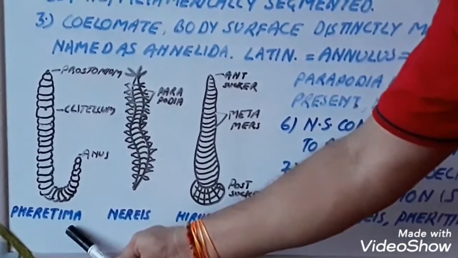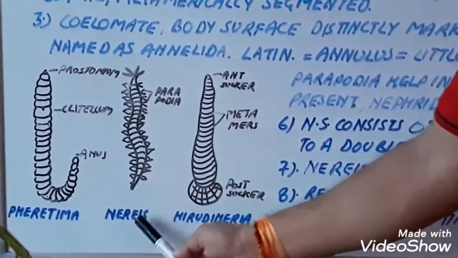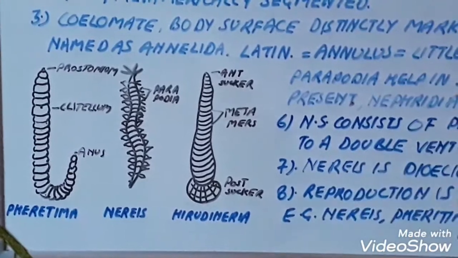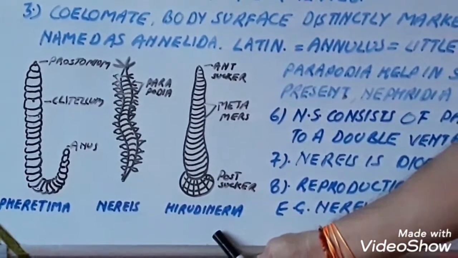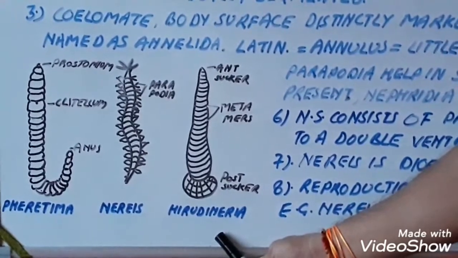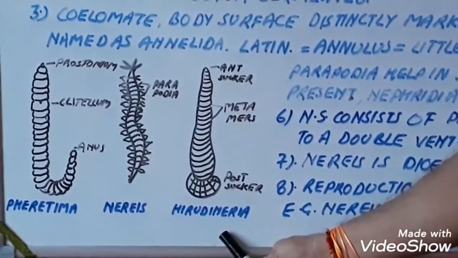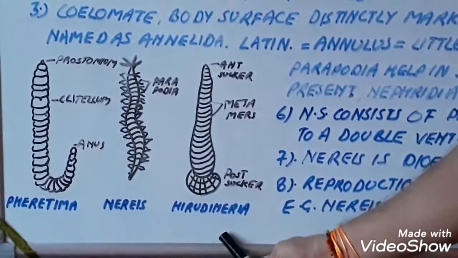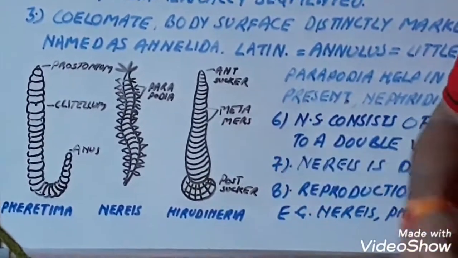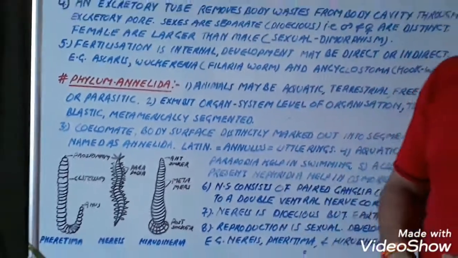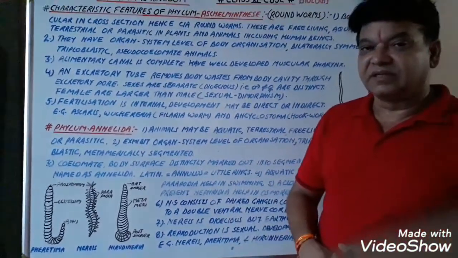Pheretima is terrestrial, living in the soil. Nereis is free living, living in water, while Hirudinaria is the parasitic form. That is, they suck the blood from other vertebrate animals, known as sanguivores. So Hirudinaria, or leeches, are sanguivores. So this is all about both of these phyla.